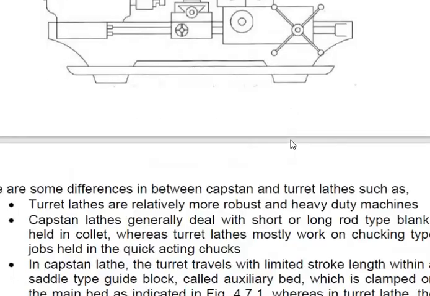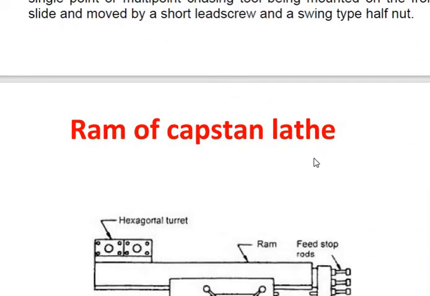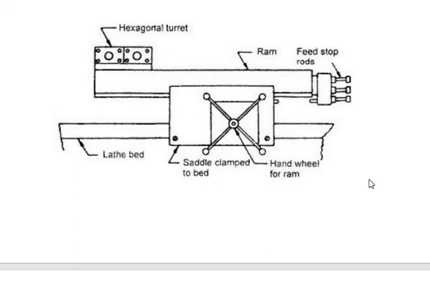Okay, so next we'll be dealing with the ram of the capstan lathe. These are the rams of the capstan lathe. You can see the hexagonal turret, which moves as I said earlier. So these are the hexagonal turret, the ram, feed stop rods, lathe bed, saddle clamp to the bed, and the hand wheel with which we can rotate.